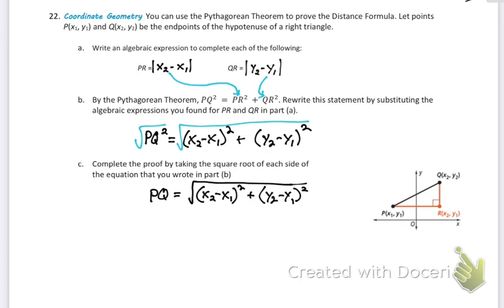Is that a little clearer? Yes, I'm trying to figure out the square root. Yep. We're not getting tested on this.